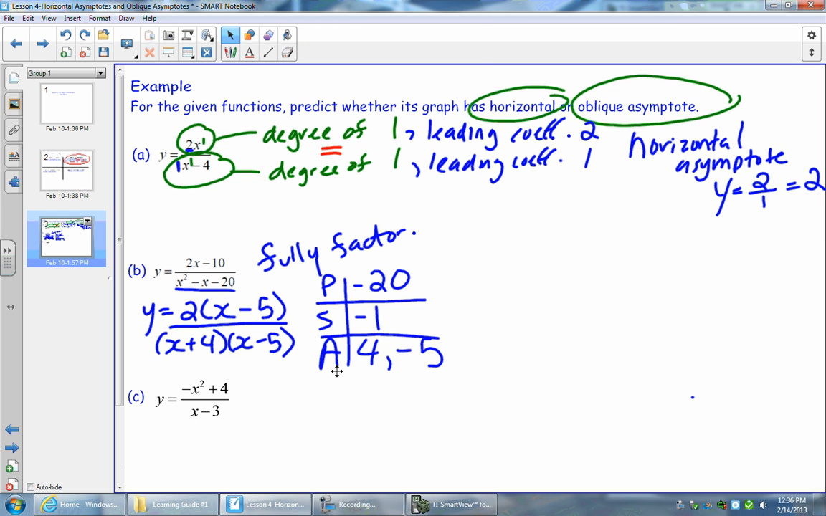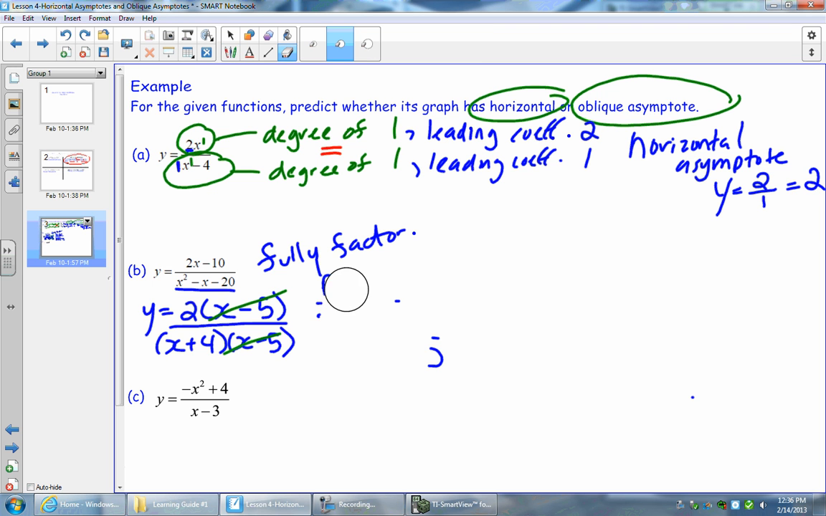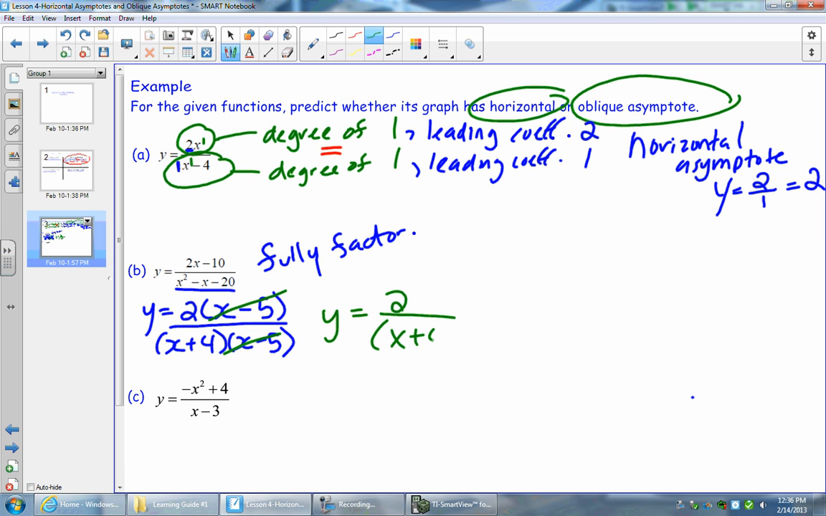Now you want to look at the top and the bottom. Do we have any common factors? Well, yes, we do. x minus 5 is common to both. So therefore, we are working with a rational function that looks like this: y is equal to 2 over x plus 4. So this is the rational function that we have to take a look at here.